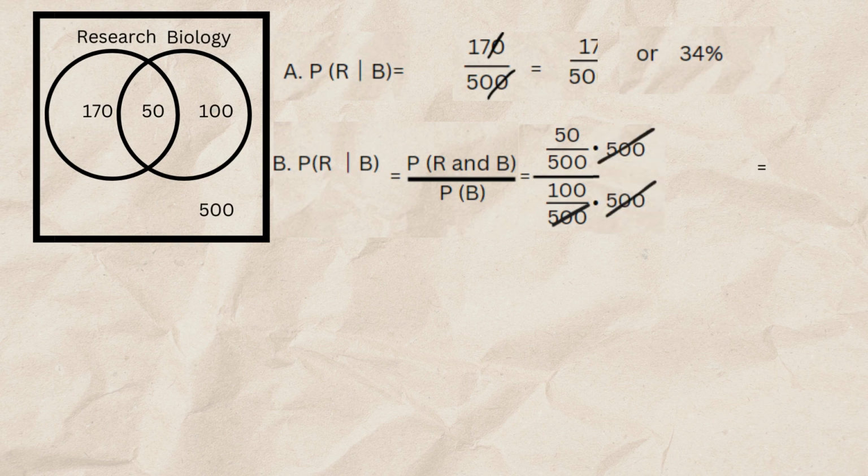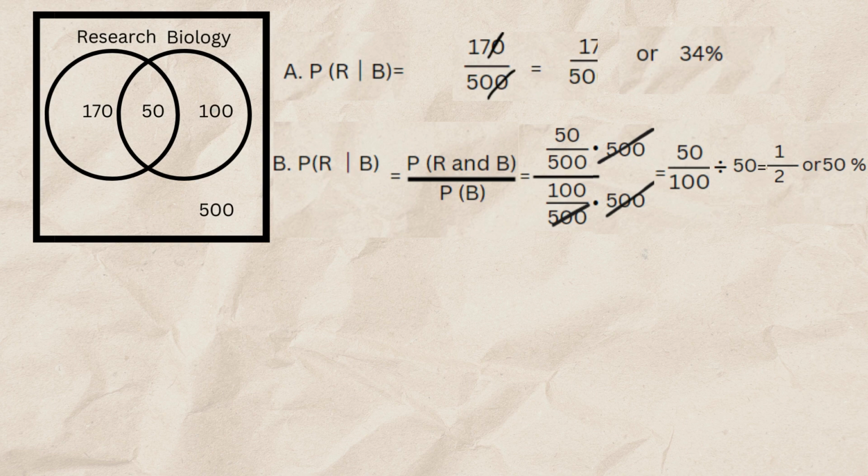So as you can see in letter A, the probability of research will happen given evidence B, or biology, has already happened. So 170 from research out of 500 students equals 17/50, or 34%.